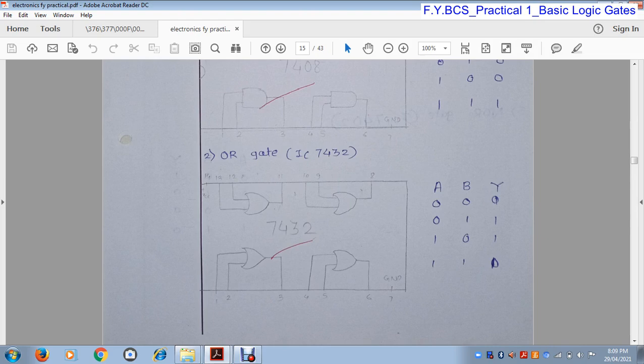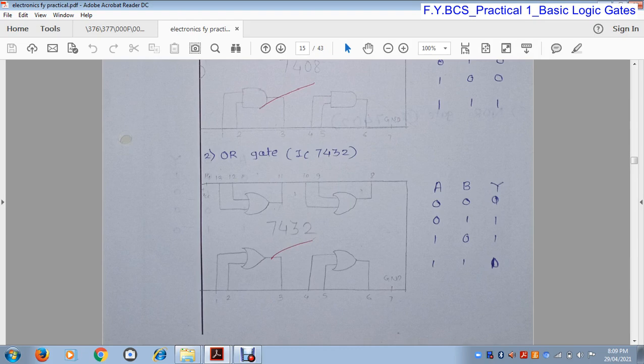Now the next condition is 0 1. When one of the inputs is 0 and one of the inputs is 1, that means one input is low potential and another is high potential, so it gives output high. So 0 plus 1 is 1, it gives the high output. Similarly 1 0, so 1 plus 0 is 1.